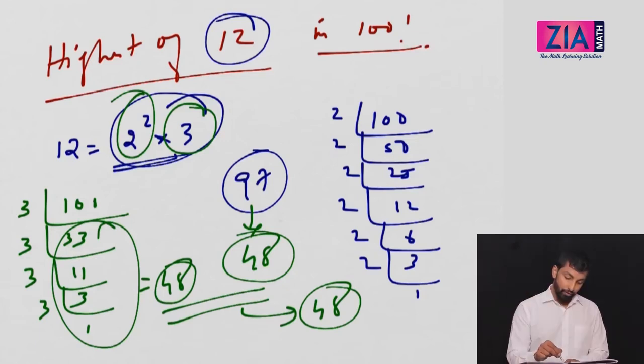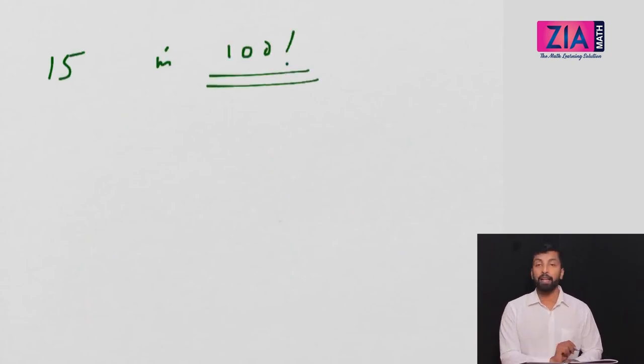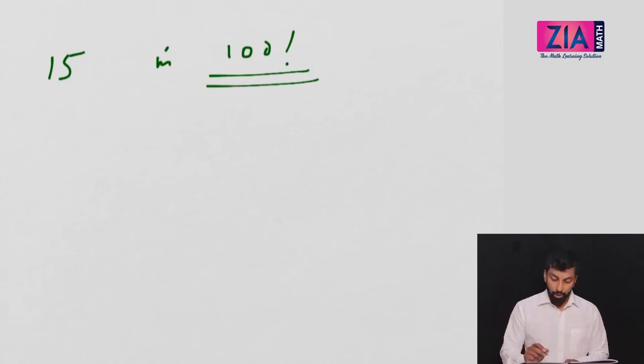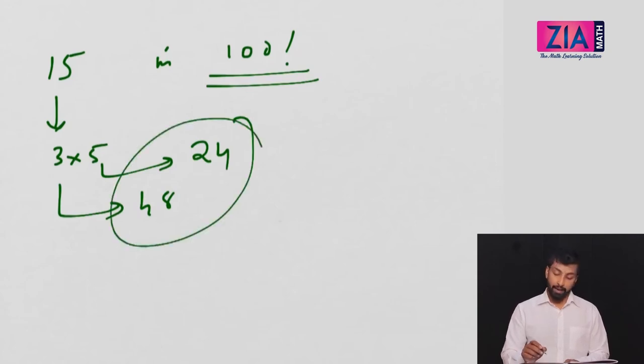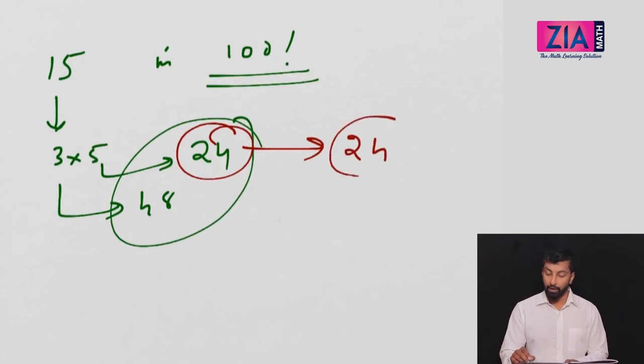Now if I give you one more example, highest power of 15 in 100 factorial. What do you do? You know 15 you need to split as 3 into 5. Number of 3's you know 48. Number of 5's you know 24. So number of 15 in 100 factorial will be 24, because you will take the least power.